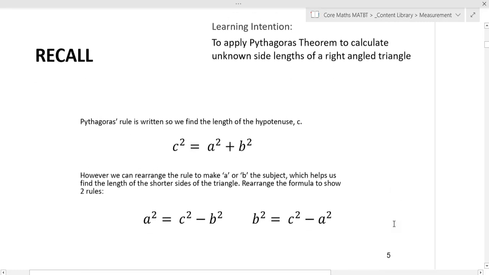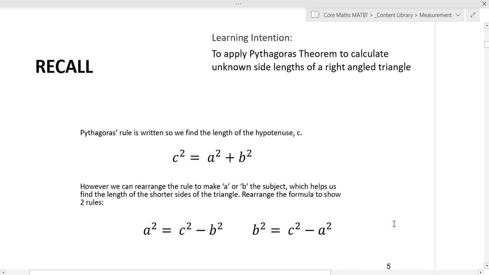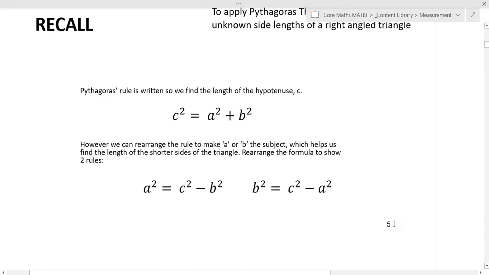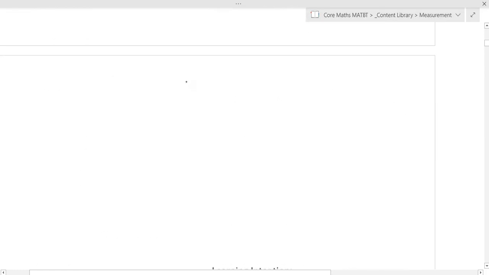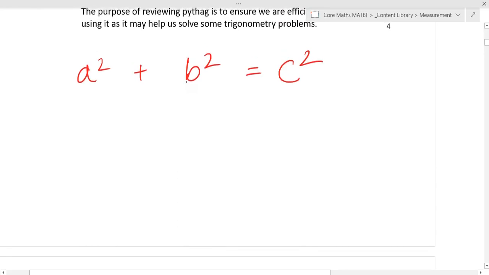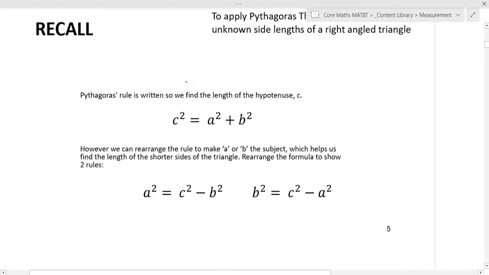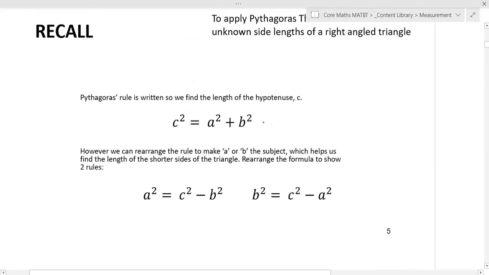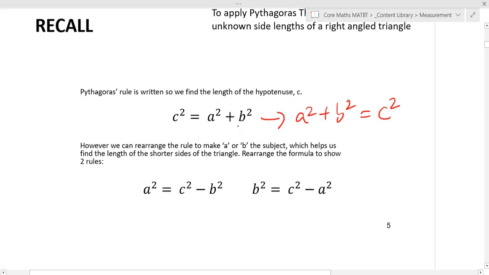Right, so when it comes to the rule, it can look slightly different depending on what textbook you're looking at. The way I've seen it is this, but I've also seen it like this. It means the same exact thing, yeah? So slide 5, A squared plus B squared equals C squared. It's the same exact thing, it's just flipped over. Same sort of principle.